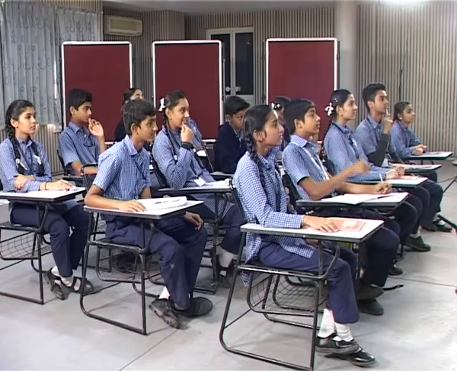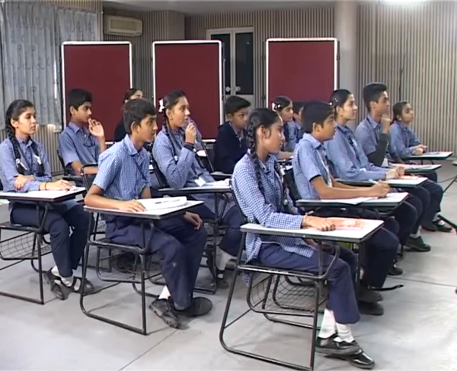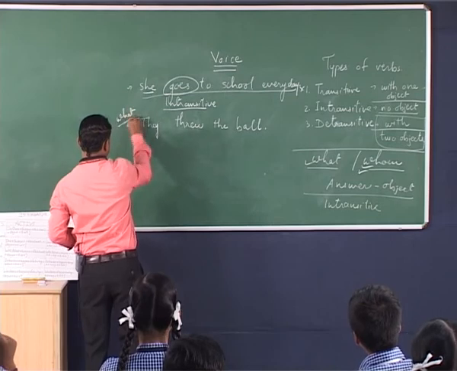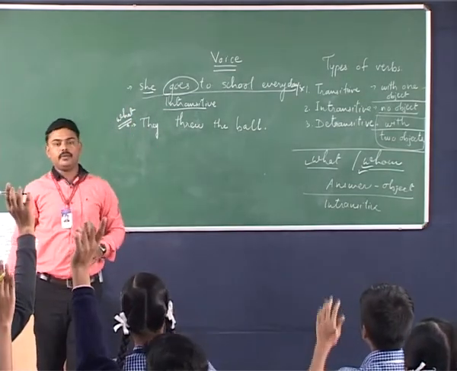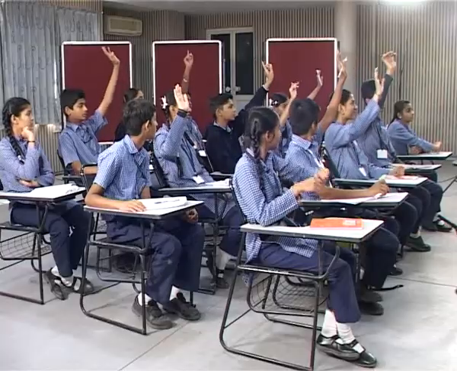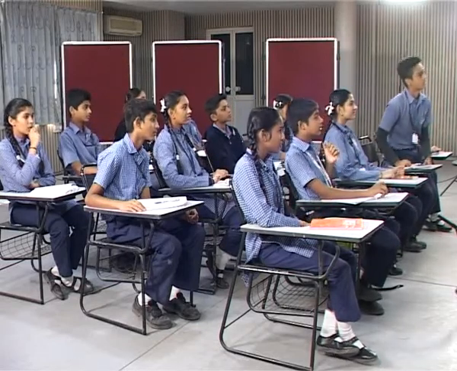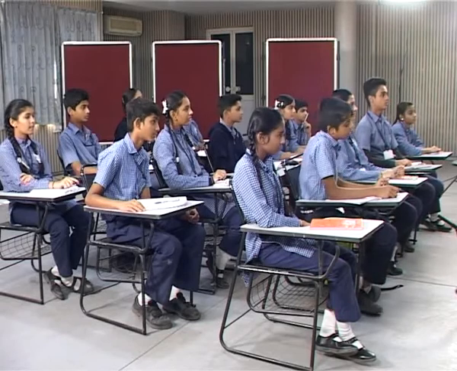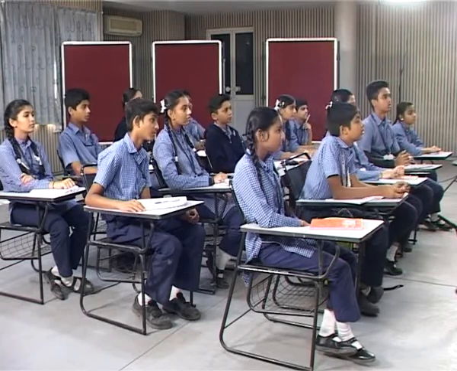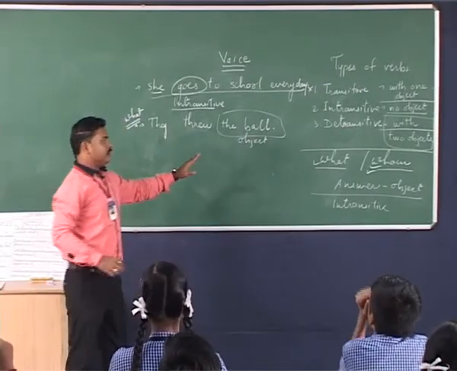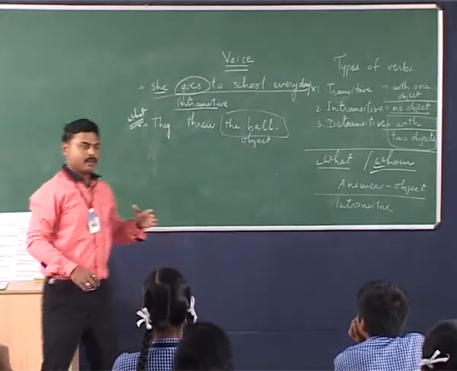A very small sentence is given: they threw the ball. Can anyone make a question with what? Anyone? Jay? Yes. What did they throw? Correct? What did they throw? So this is called the object. This is an object. Now we have to take this object to the front.